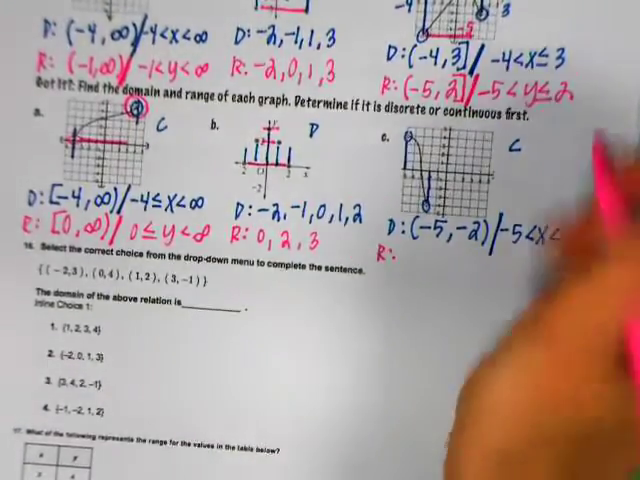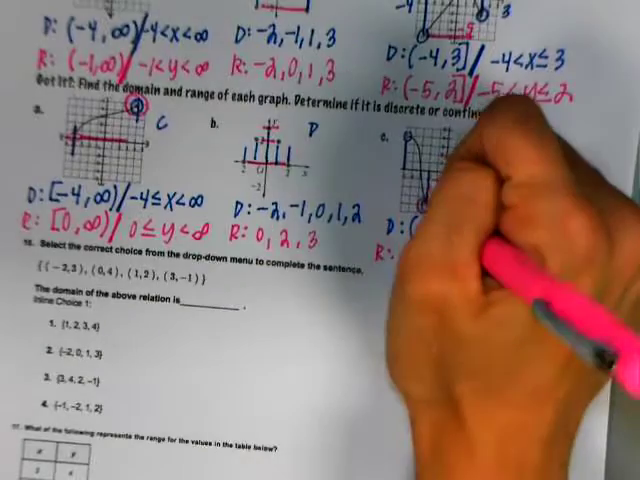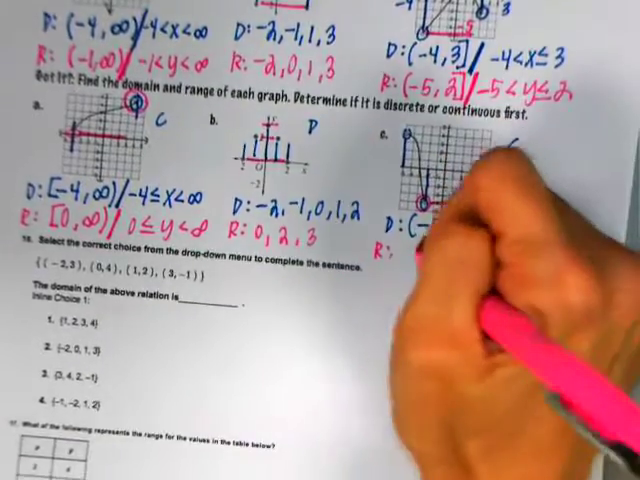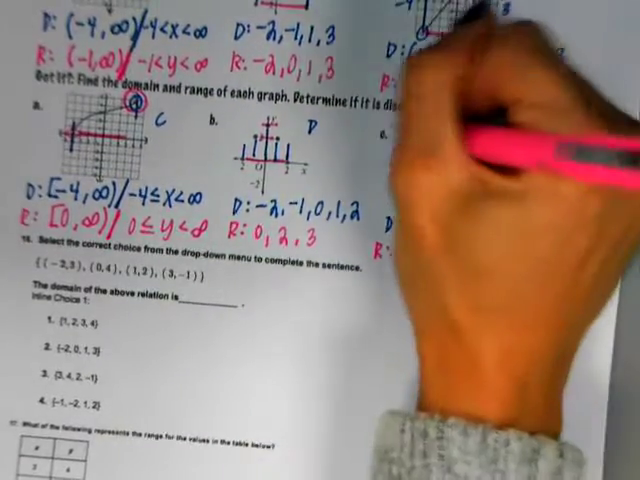And range is bottom to top. So lowest is this point at what y value? 4. And this is the highest at 4. Yeah.